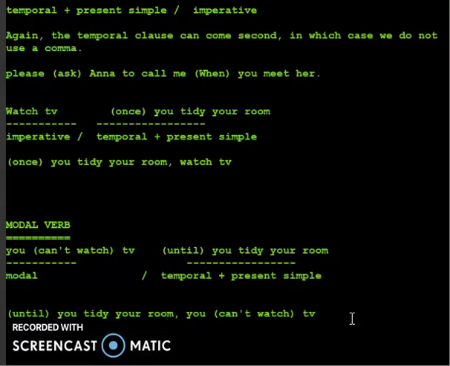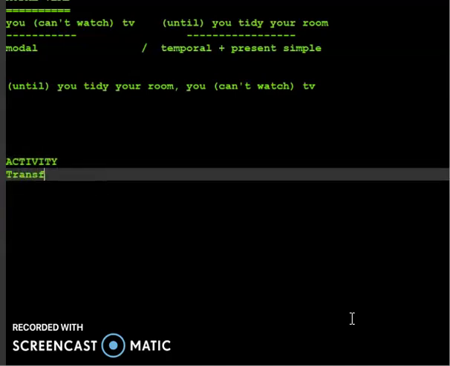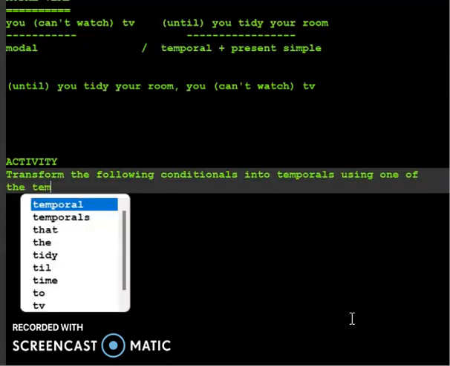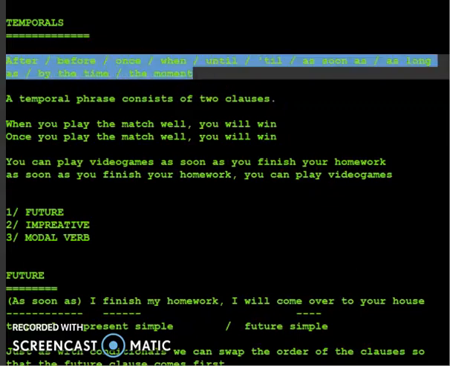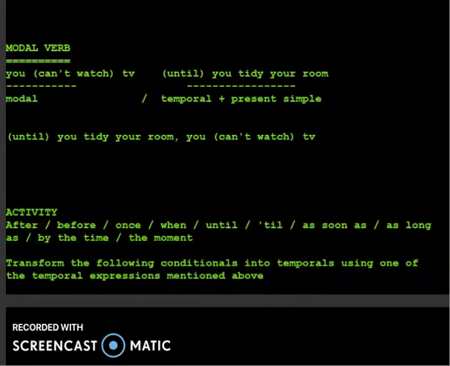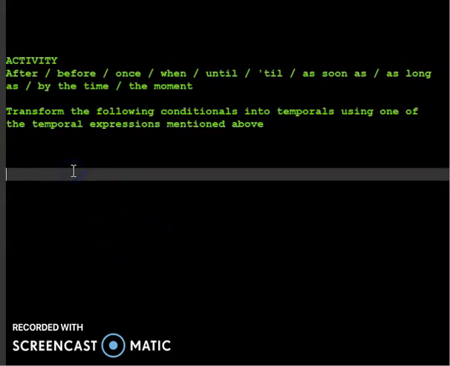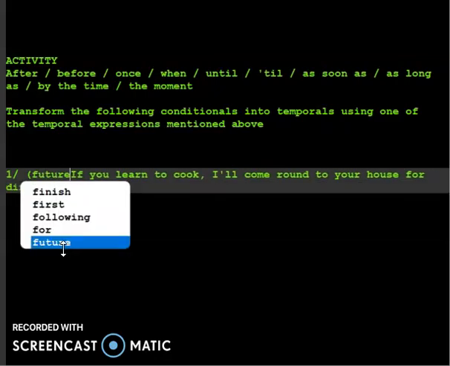Okay then, guys, see if you can transform the following. So, activity. Transform the following conditionals into temporals using one of the temporal expressions mentioned above. And those mentioned above are these ones. The phrases are, let's look at some example sentences. If you learn to cook, I'll come round to your house for dinner, and you have to use future form, I think it is, in this one.